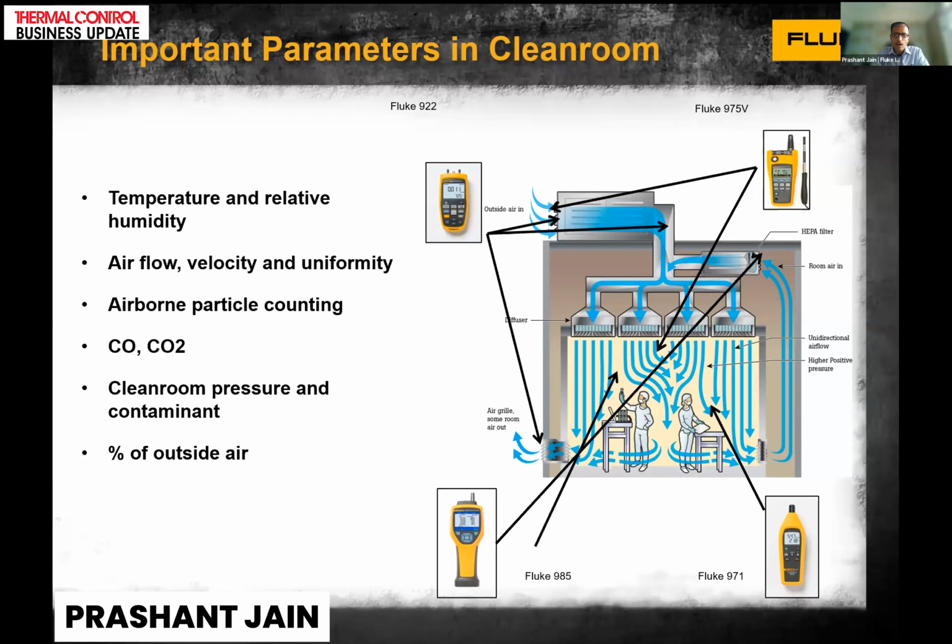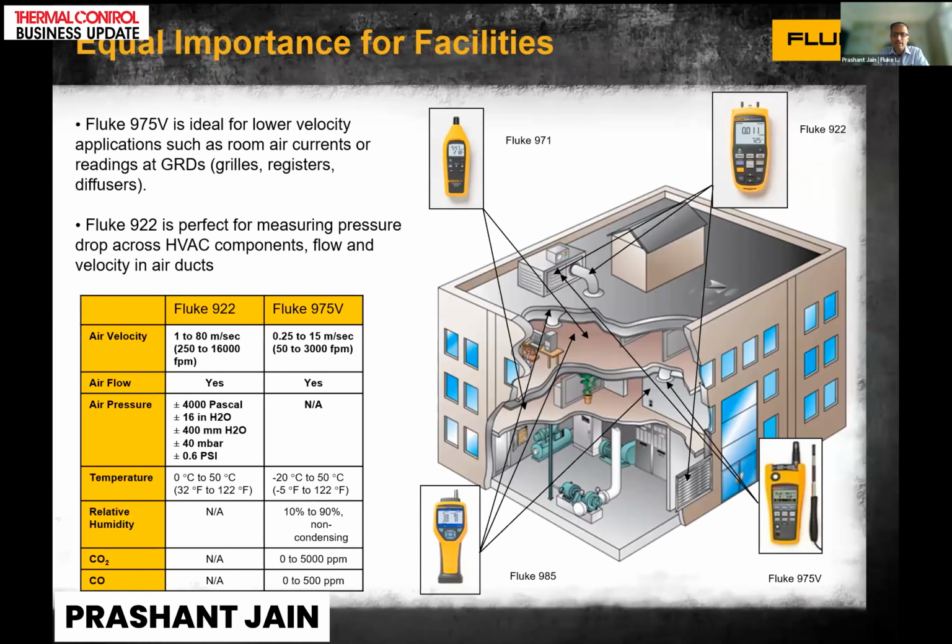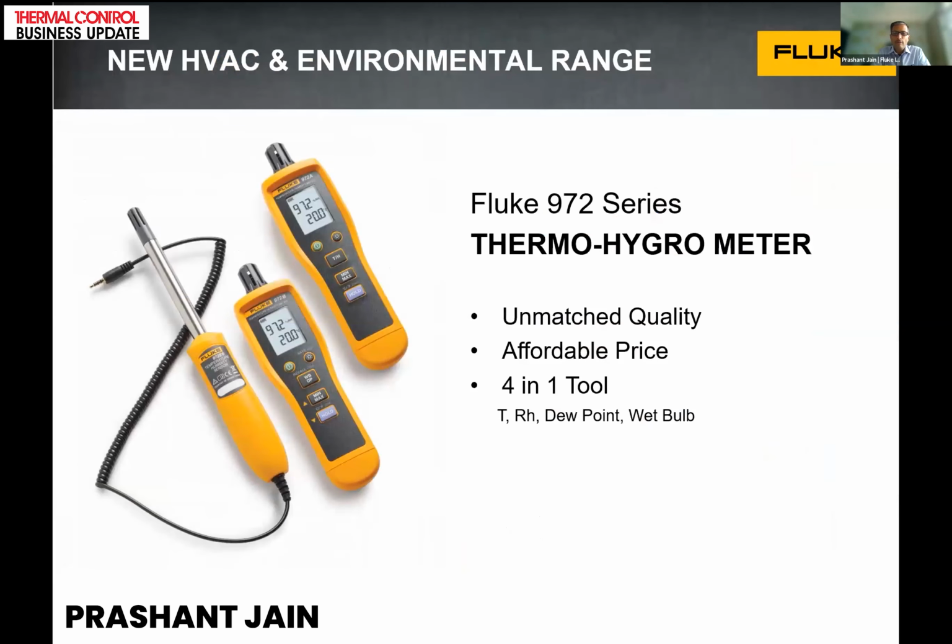The good part is all these parameters can be monitored using an instrument or a tool from Fluke. Fluke offers a comprehensive range of tools which can help us measure all these parameters in a building. I would like to start with, as I said, the very basic parameters, which are temperature and humidity. It is like a stethoscope or a blood pressure monitor for a doctor. The first thing a doctor does is check your temperature, your blood sugar levels, and your blood pressure. If these things are not right, then the doctor will prescribe further tests.